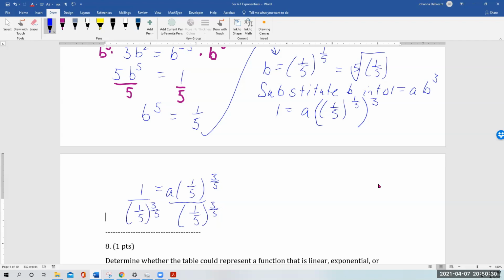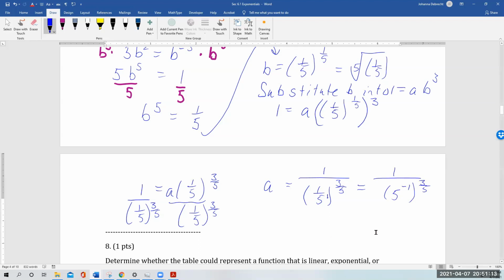Now that I have A isolated, I need to think about what 1 divided by 1/5 raised to the 3/5 power really means. I have 1/5 raised to the 3/5 power. What does that mean for me? Well, I know that I've got 1/5, and I can think of the 5 as 5 to the first power. I know that when I have something in the denominator, I can move it to the numerator by changing the sign of the exponent. That will let me write this as 1/5 to the -1 being raised to the 3/5 power.